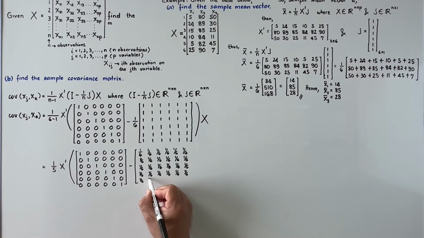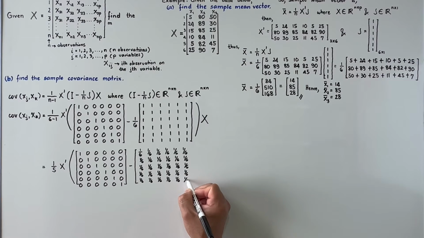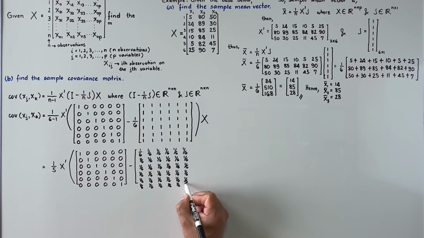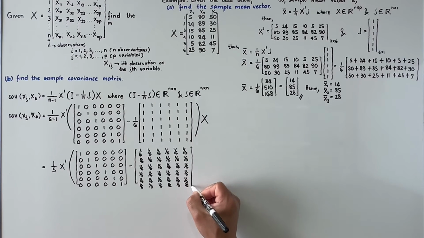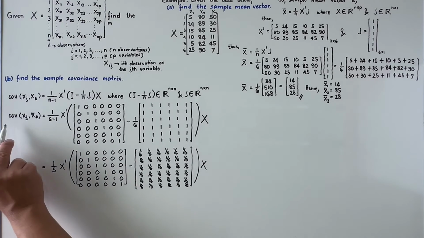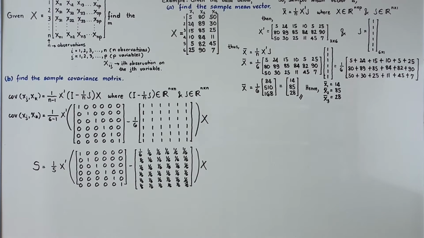And the fifth row are all 1/6. Also the last row is also 1/6. And this is multiplied by the data matrix X here. So this covariance, we can represent as the sample covariance matrix S.